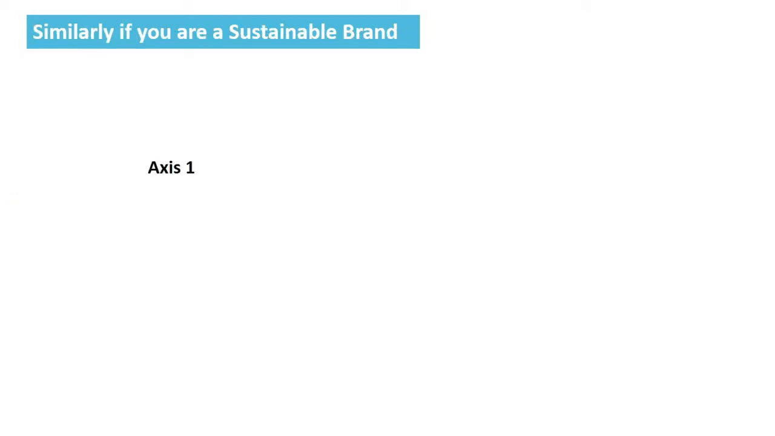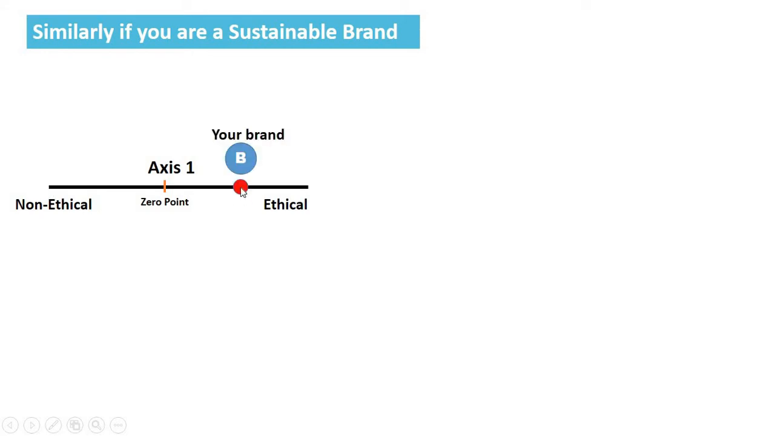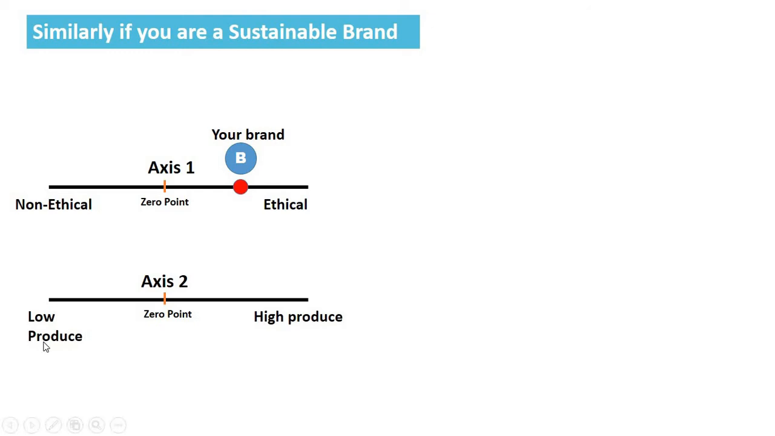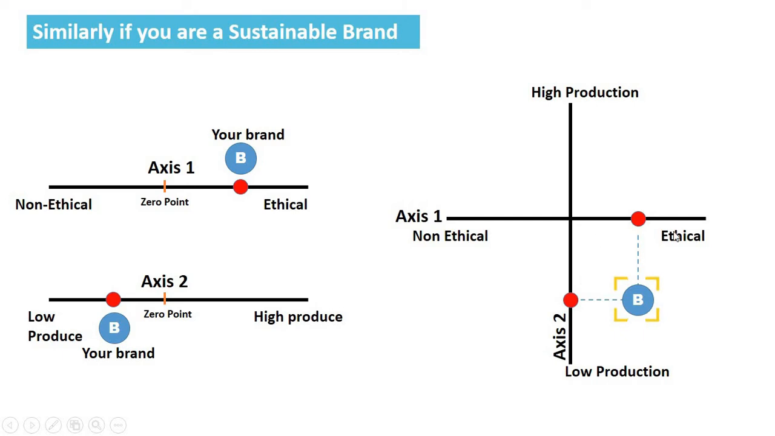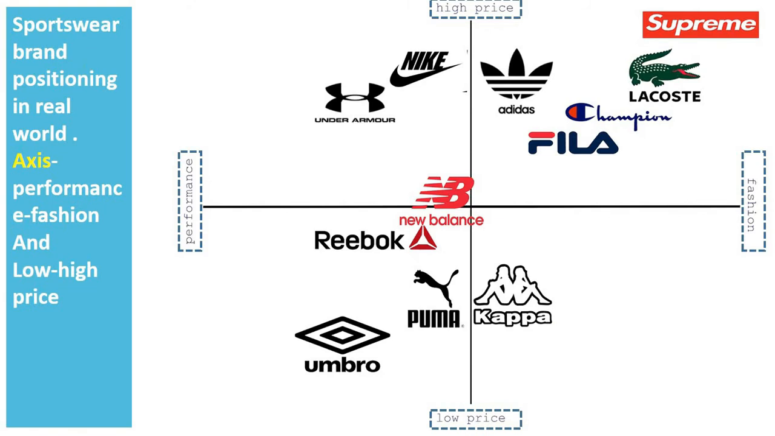Similarly, if you are a sustainable brand, your axis one is more towards how ethical you want to be versus non-ethical, you really want to use ethical practices, and on axis two you are looking at low produce to high produce. So you are here and you are saying that I'm not going to produce a lot of stuff, I'm going to produce optimally. And then if you again put both the axes together, you will get your area here. Now, sportswear brand positioning in the real world. Let's look at how different brands do their brand positioning mapping.